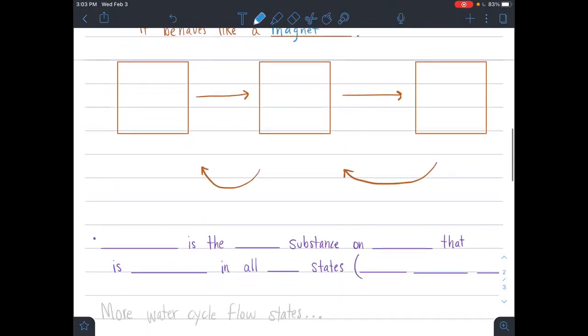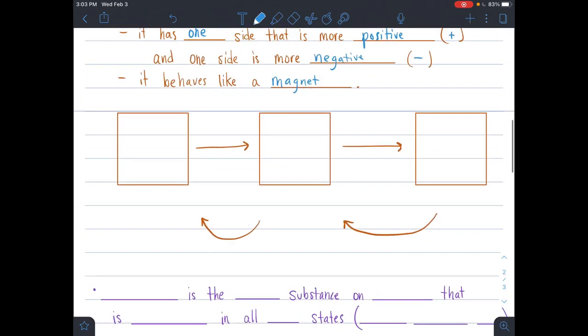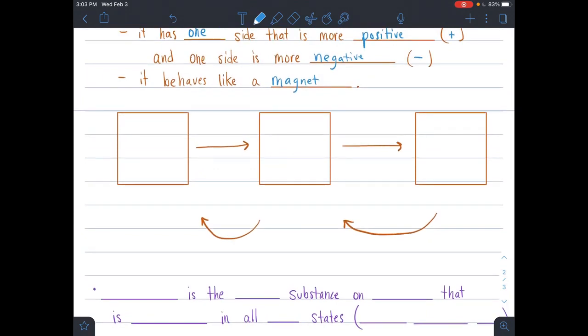But there are some other unique attributes about water. So let's draw water in its 3 different states. We'll draw it here as a solid first, then we'll draw it as a liquid, and finally we'll draw it as a gas. So it's the 3 physical states where it's a solid, liquid, or gas.